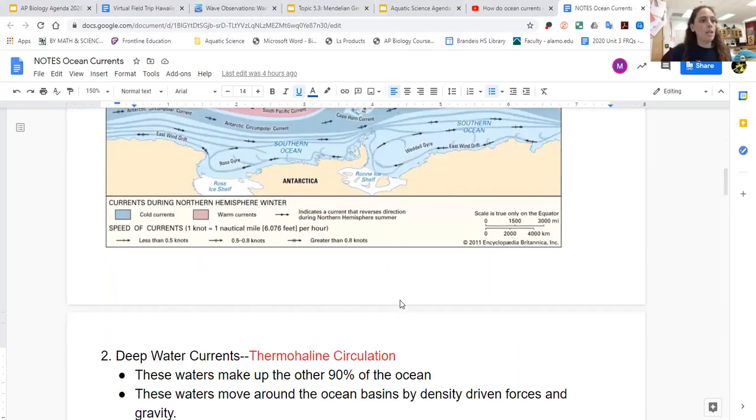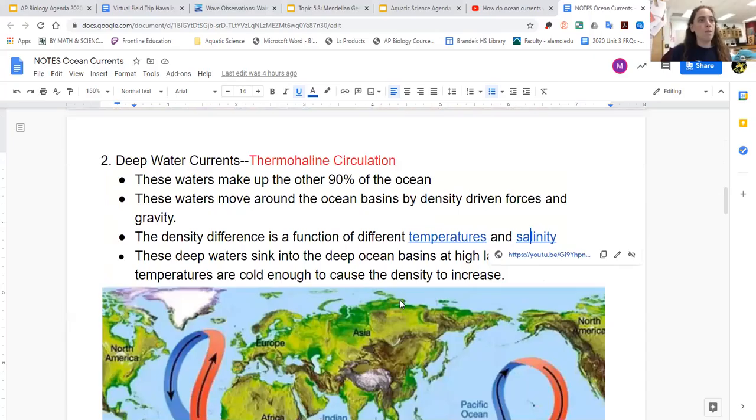Our other type of currents are deep water currents, or the thermohaline circulation. These waters make up the other 90% of the ocean, so these are the deeper waters. These waters move around the ocean basins by density-driven forces and gravity. Density difference is a function of different temperatures and different salinities.